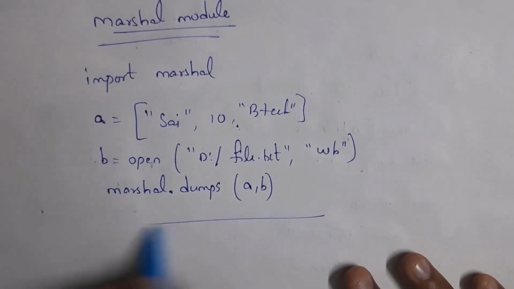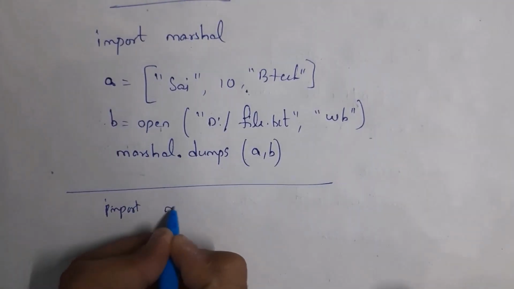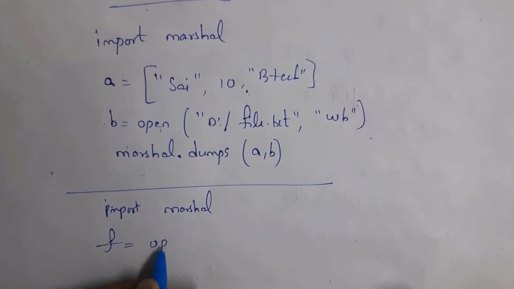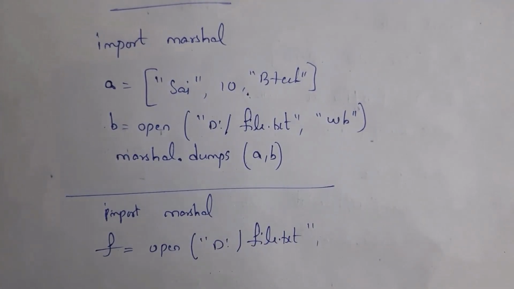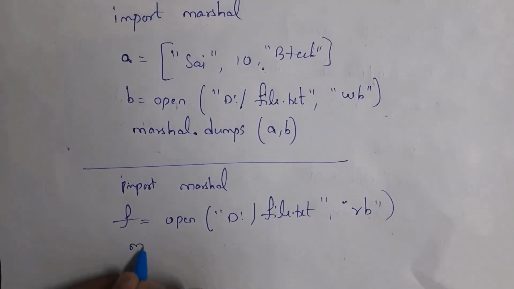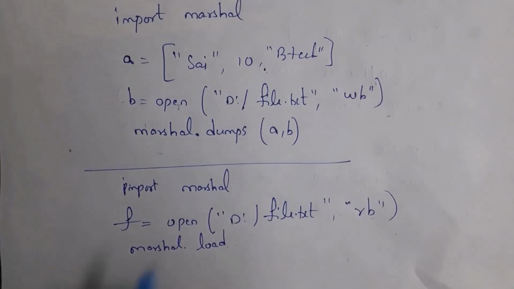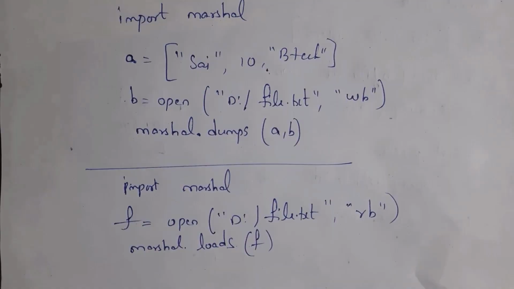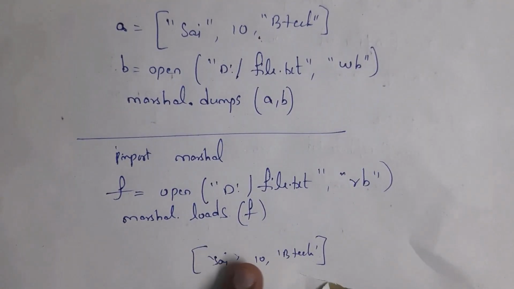And next I will write another program in order to see the output. Just write import marshal, and next write f equal to open file.txt, in double quotations, close. I want to see the output, so open this file in read binary mode, and next write marshal.loads. Whereas in the pickle module we write pickle.load, in the marshal module you need to write marshal.loads. Add s here. My file is present in object f, so just write f. Whenever you run this code, you will get the output Sai, 10, Btech.